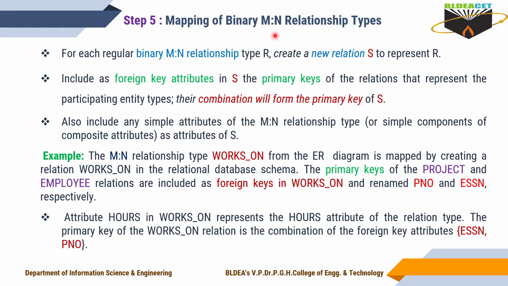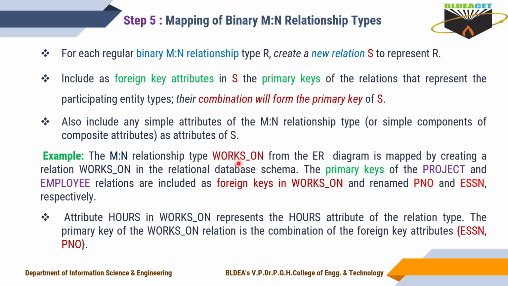Mapping of binary M is to N relationship types. If it is an M is to N relationship type, for each regular binary M is to N relationship, you have to create a new relation. That relation contains the combination of the earlier two relations' primary keys here. So now this R is the relation. If you want to specify the new relation S, you have to take, in the S, the foreign keys, and the primary key is the combination of the two participating entity types.